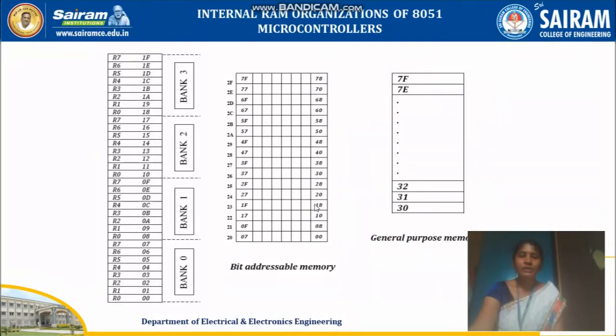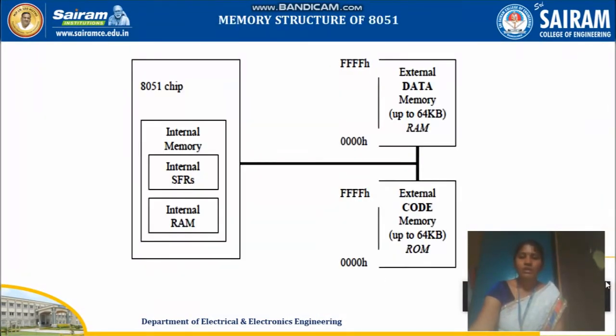You can access it like a bit, set bit, clear bit. When you are using those instructions, you can use this bit addressable area. And it is your general purpose memory, general purpose RAM. So it is 80 bytes. It starts with 30 and it ends with 7F. So it is the memory structure of your 8051 microcontroller.